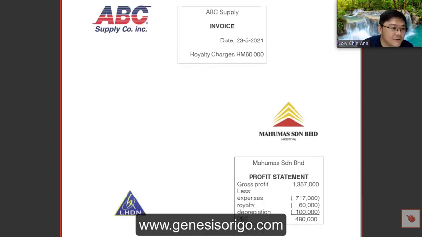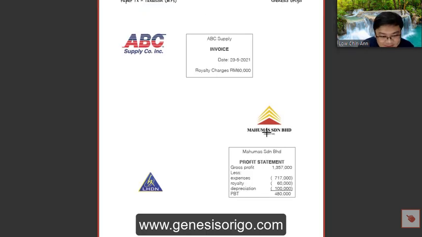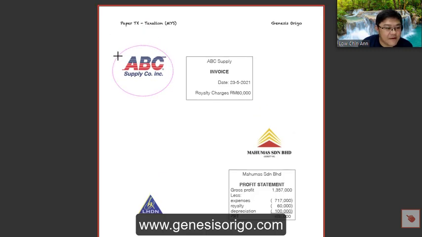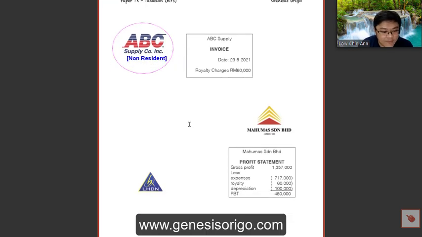Now, I do not know what all these companies are. I just Googled when I prepared the notes those days, whatever companies, and when I saw a logo, I just plugged it in and put it in the notes to make it easier for us to imagine, okay? Now, let's start with a company called ABC Supply Co. Incorporated. It's a foreign company, which means it's a non-resident, okay? This is a non-resident.